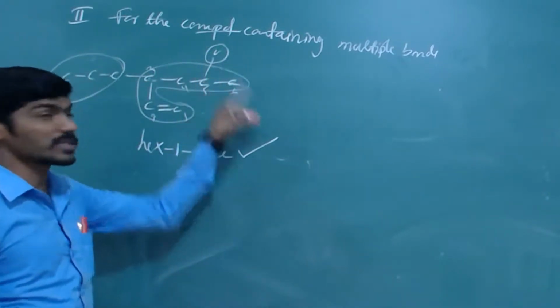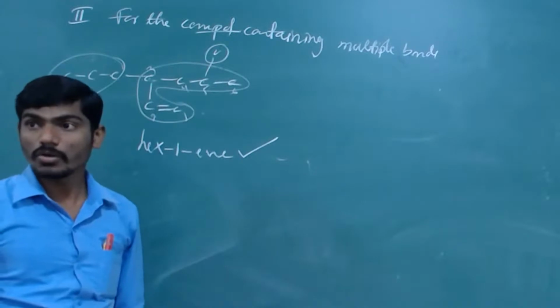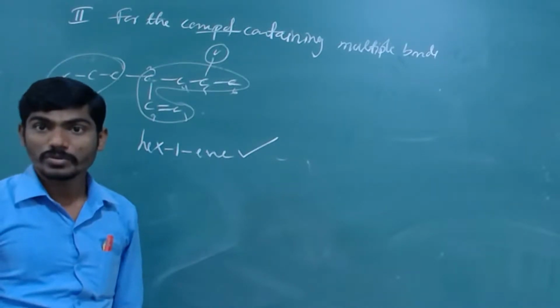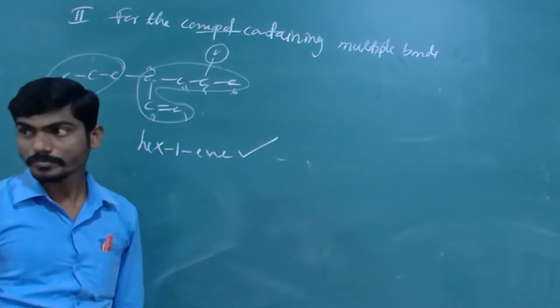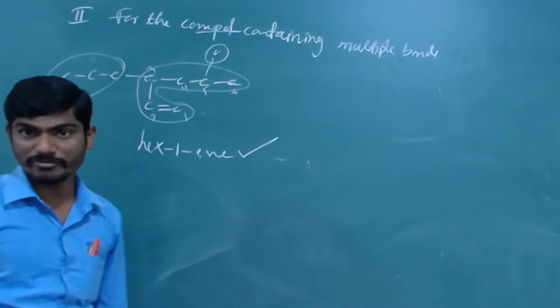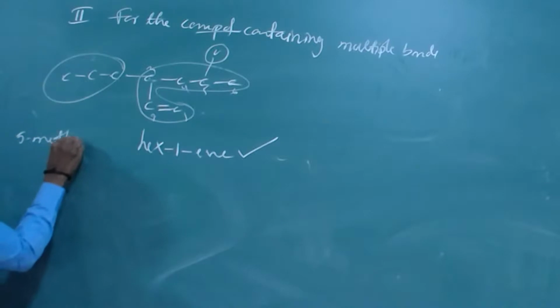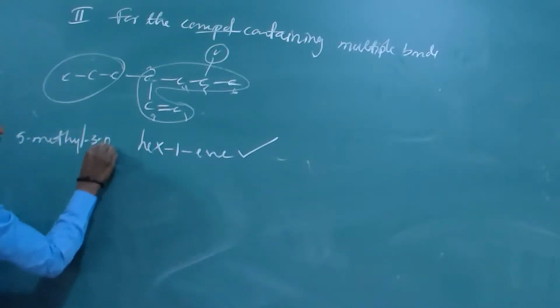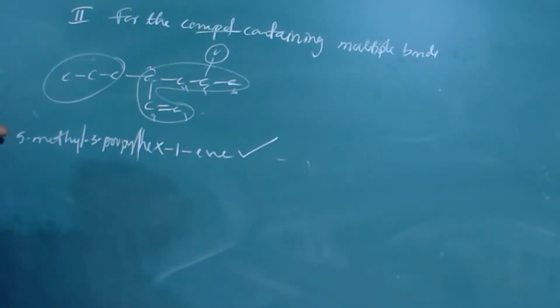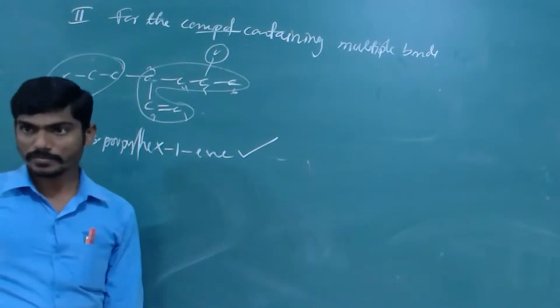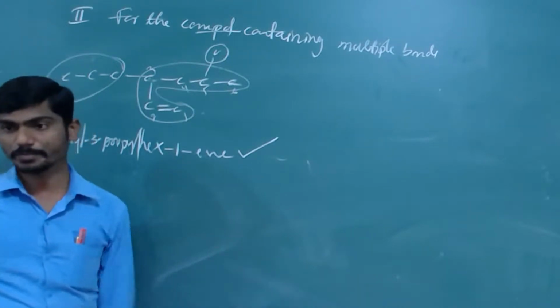Sorry, 5 methyl. So how are we going to arrange? P and M, M and O. M comes first. So 5 methyl, 3 propyl, hex 1 ene. Complete.